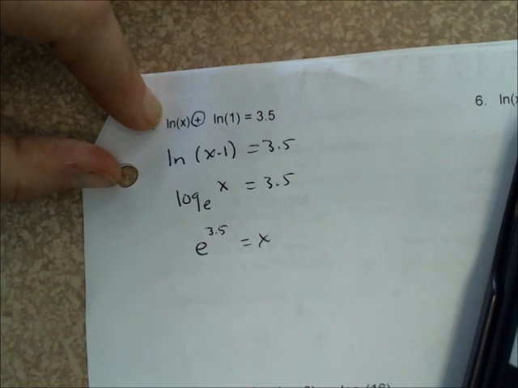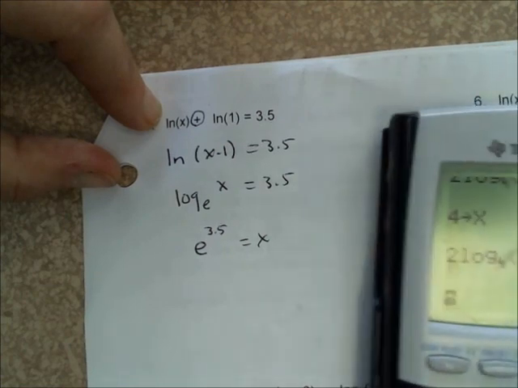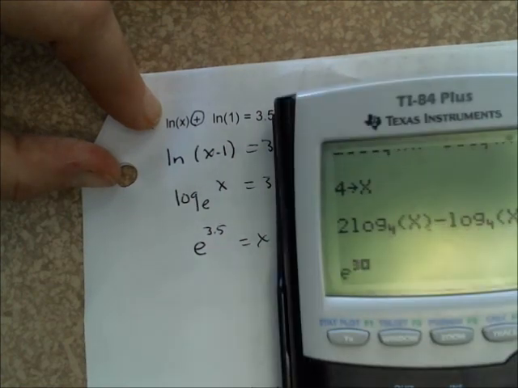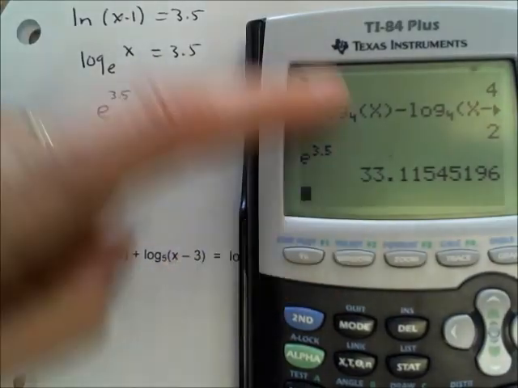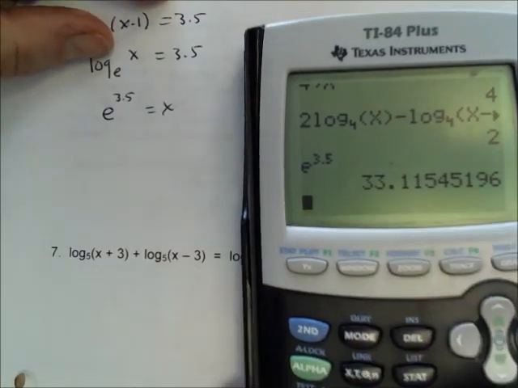And so, e to the 3.5. So the answer is, and did it tell me to round in any way? Oh, it says round to the nearest tenth when necessary. So we're going to have to round this to the nearest tenth. So it looks like it's 33.1.